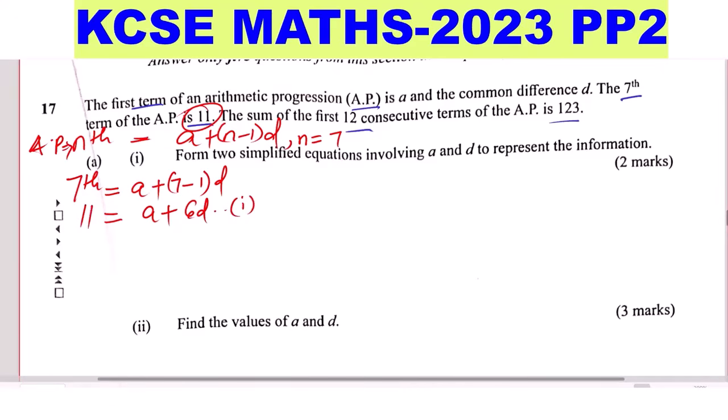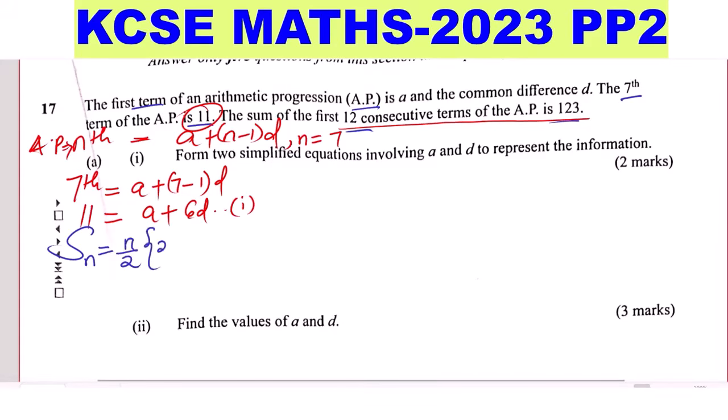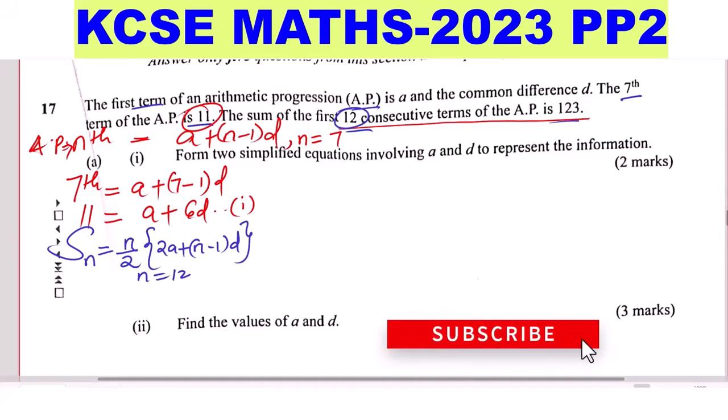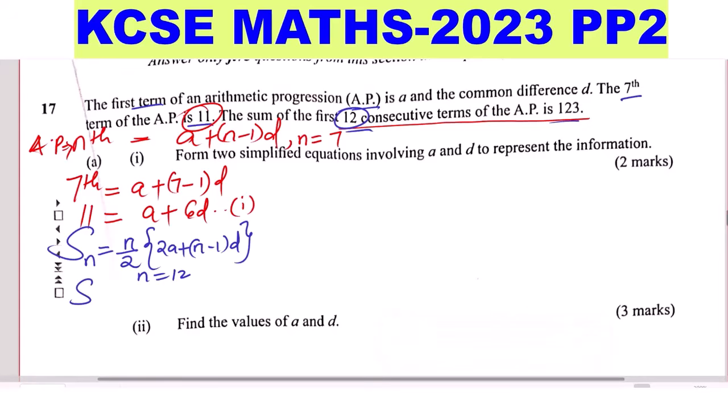The second equation, we get it from here. The sum of the first 12 terms of the AP is 123. So again, how do you get the sum of n terms of an AP? It's given by n divided by 2, then 2a plus (n minus 1) d, where n is the position of the term. Now here we have the sum of the first 12 terms, so n will be 12, and Sn will be 123.